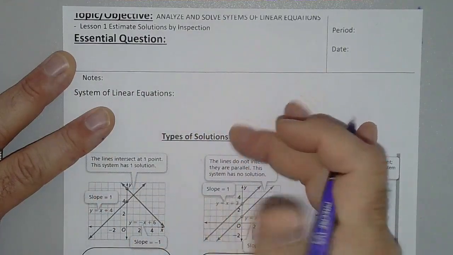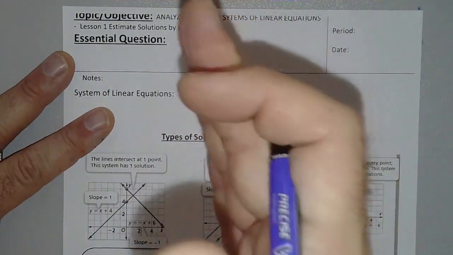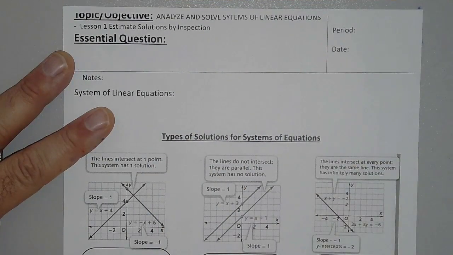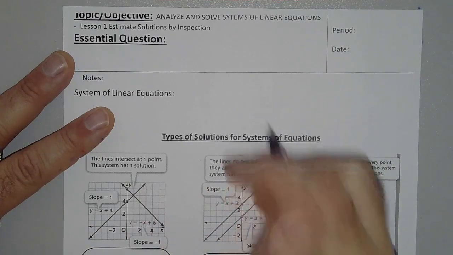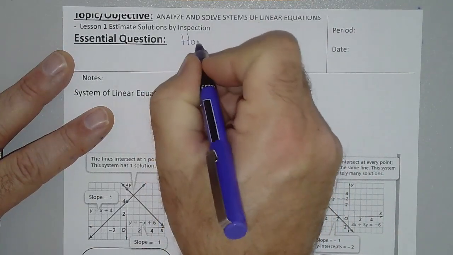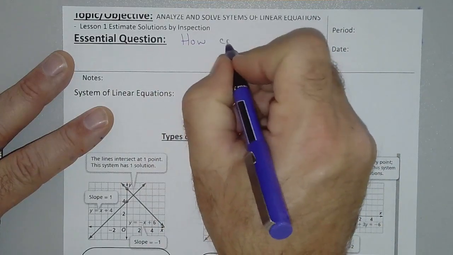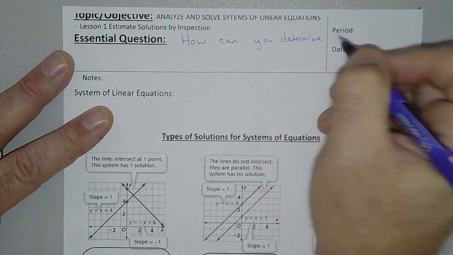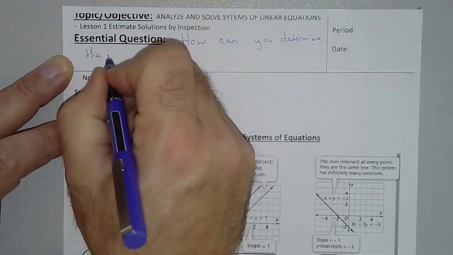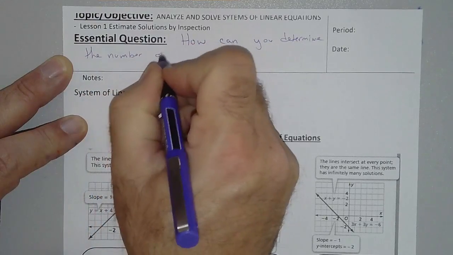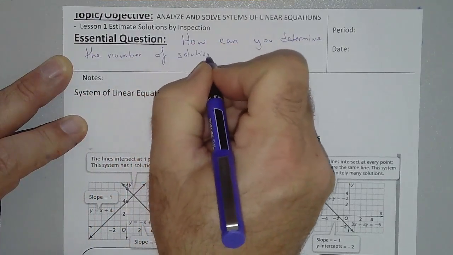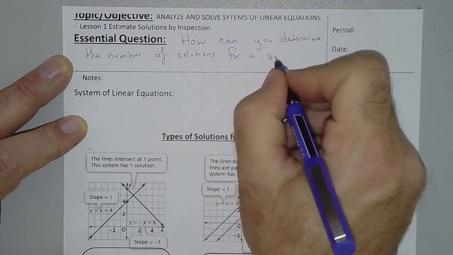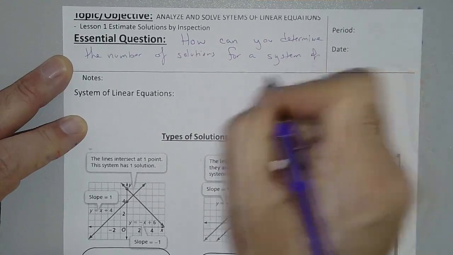It's the first lesson in this unit. All we're going to do in this unit is try to figure out what type of solution a system has without doing any math. So we're just trying to check to see what these equations look like and what they might look like if we graph them. So the essential question then is, how can you determine the number of solutions for a system of equations?